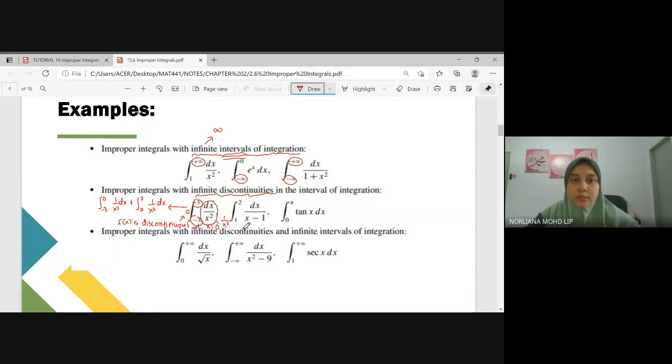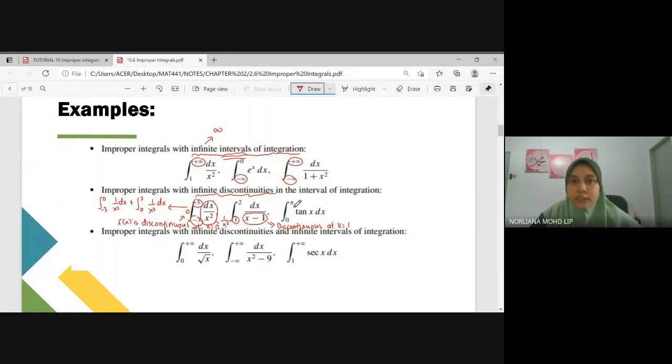And then the second example. By looking at this function, normally we look at the denominator. For the denominator part, x cannot equal 1. This function is discontinuous at x equal to 1, which means this interval is discontinuous at x equal to 1. So we have to use the concept of improper integrals. We will look later at how to integrate this improper integral.